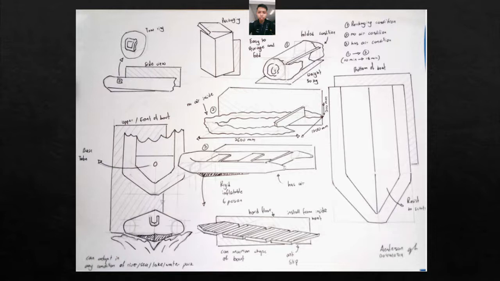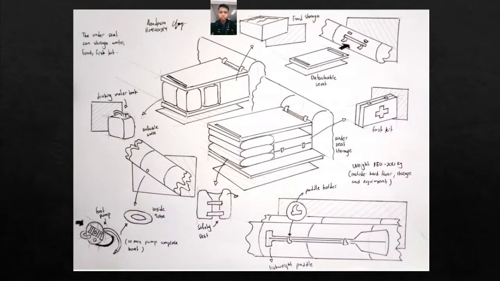Every side of the boat will have a towing point. The net weight of the boat is about 50 kg. The weight of the boat will be between 150 kilo to 200 kilo if it includes the hard floor, storage equipment, and a person. The storage of the boat will be under the seat.